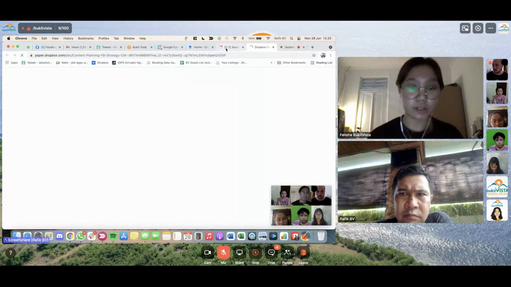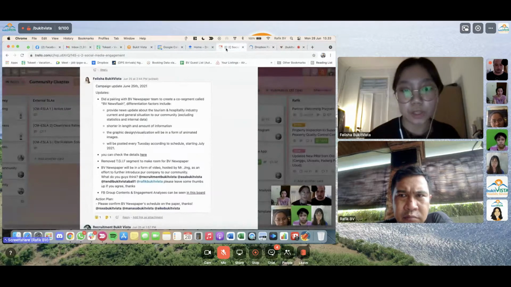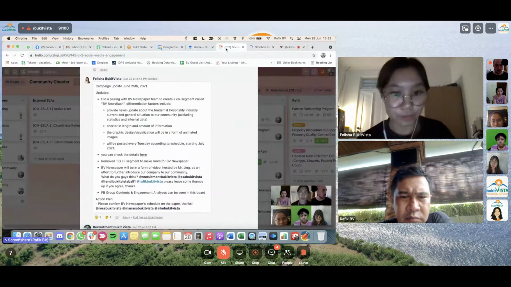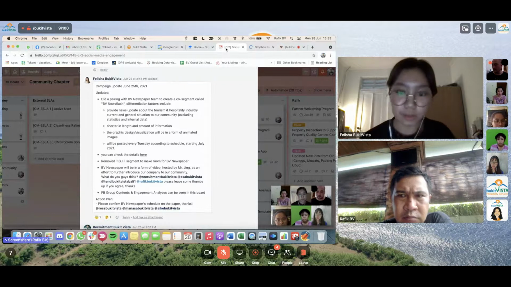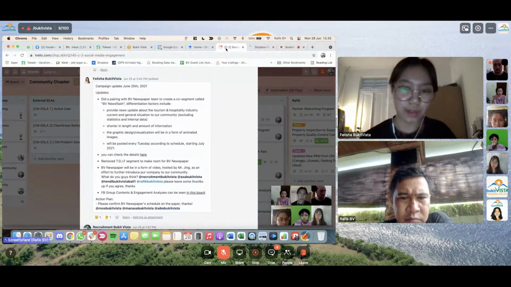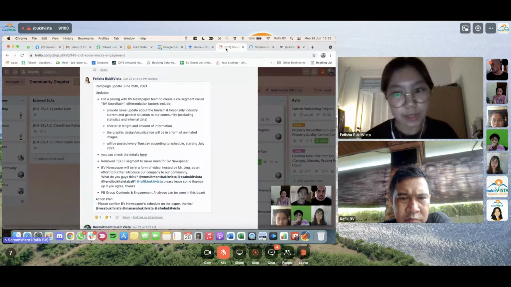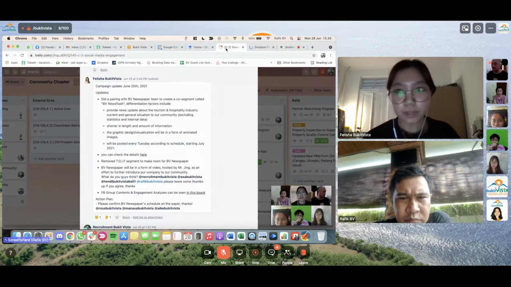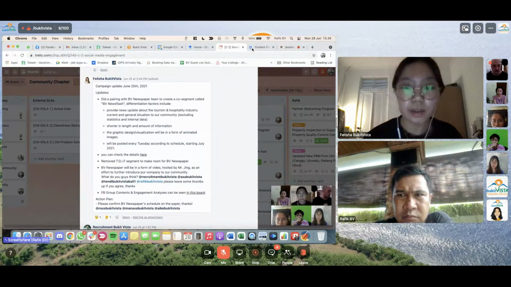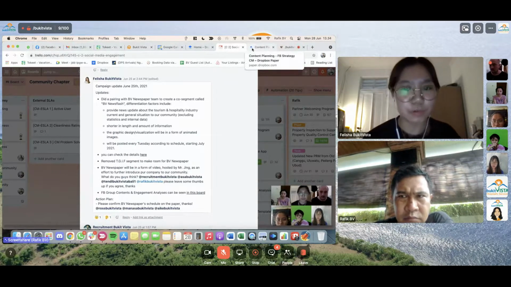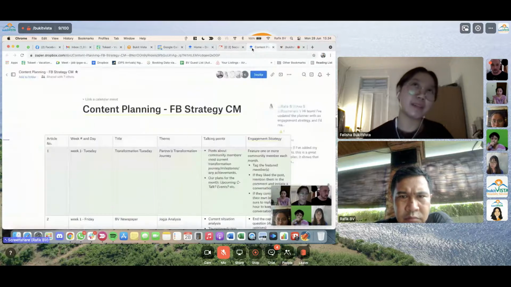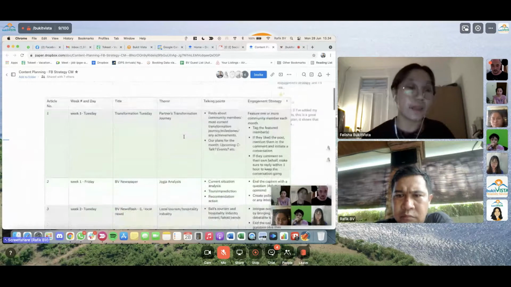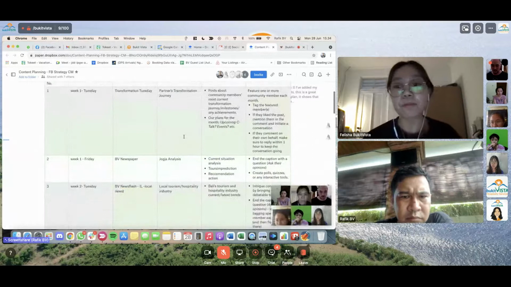It would also be shorter in length and in amount of information, and the graphic design and visualization will be in the form of animated images to make it more interesting. It will be posted every Tuesday according to schedule, starting July 2021. The details are available in the content planning paper. I also removed the TGIF segment to make room for BV newspaper, and also because the marketing team already has content for that.